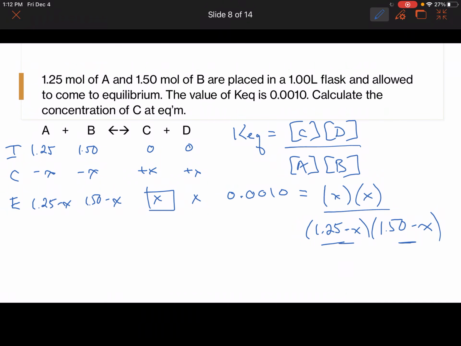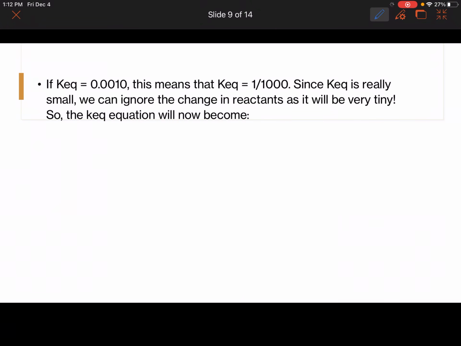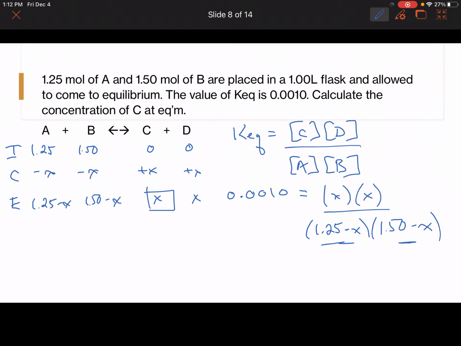So we take a look at the KEQ. Now, if the KEQ is 0.0010, which is what it was, this means that KEQ is 1 over 1,000, so it's 1/1000. Since KEQ is really small, that's a tiny number. That means we can ignore the change in reactants as it will be very tiny. So these two values here, because that X is so small compared to the 1.25 and the 1.5, means that we can actually just ignore it.